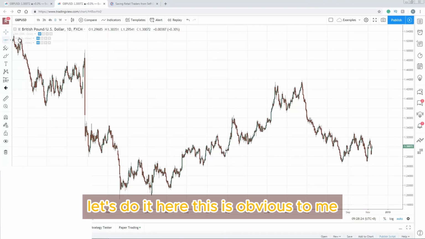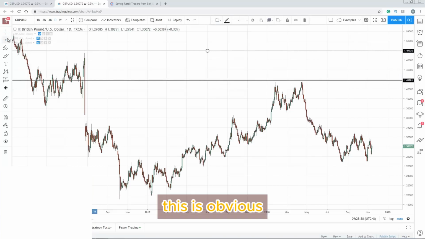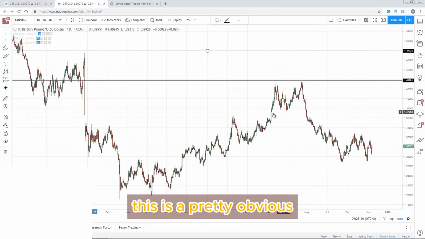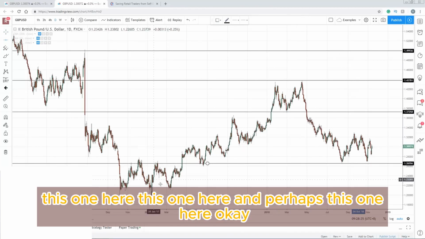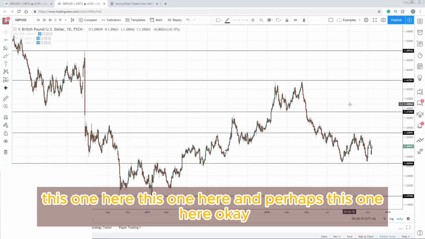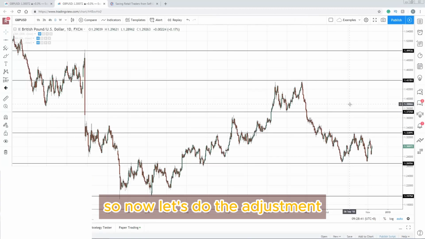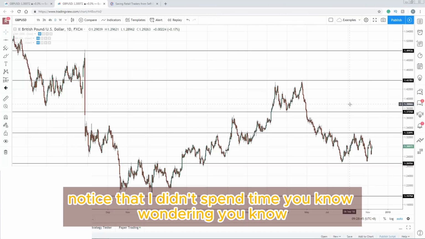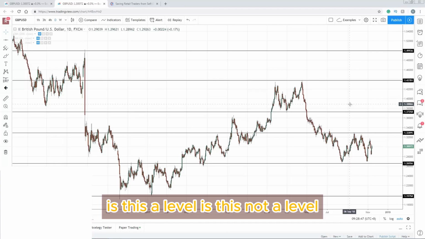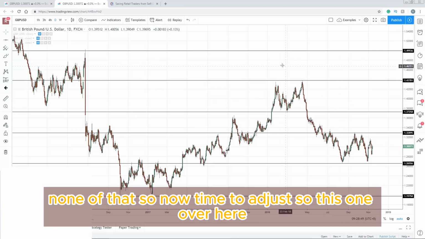Let's do it. Here. This is obvious to me. This is obvious. This is pretty obvious. This one here. This one here. And perhaps this one here. Okay? So now let's do the adjustment. I've already drawn out the most obvious levels. Notice that I didn't spend time wondering, is this a level? Is this not a level? None of that. So now time to adjust.